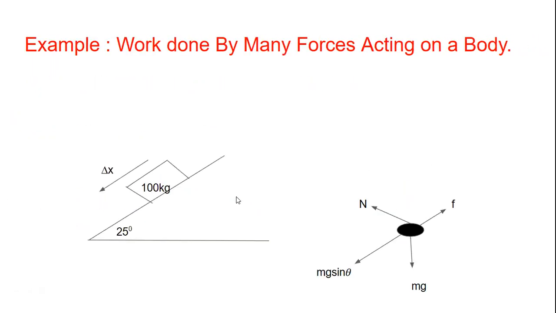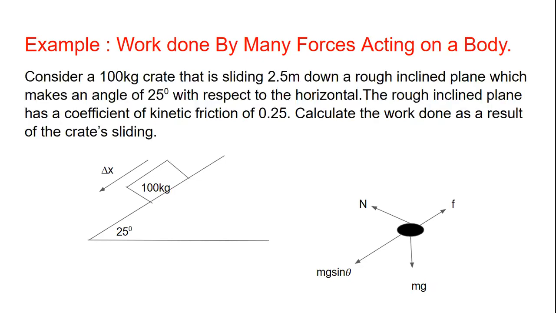Now let's look at an example where the work is done by many forces acting on a body. Consider a 100 kg crate that is sliding 2.5 meters down a rough inclined plane, which makes an angle of 25 degrees with respect to the horizontal. The rough inclined plane has a coefficient of kinetic friction of 0.25. Calculate the work done as a result of the crate sliding.